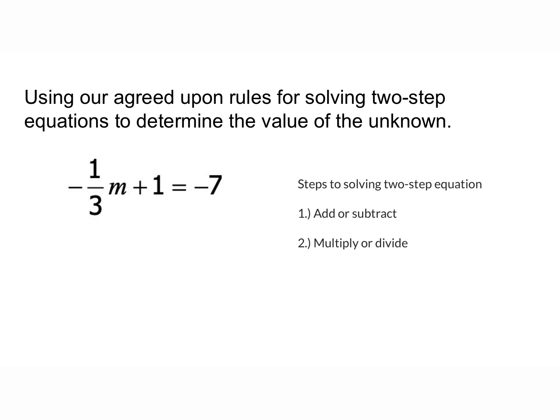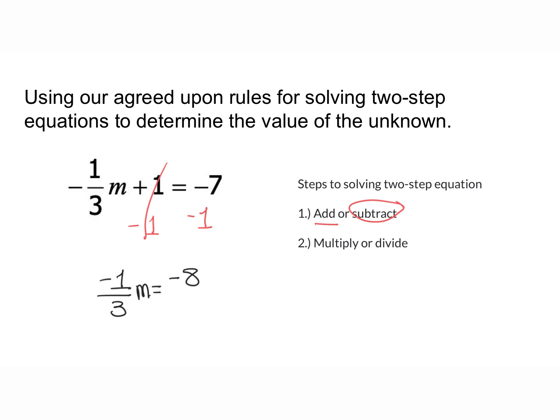So first we're going to add or subtract here. We are going to add or subtract our constant, remember, so it's going to be the 1. We have addition, so we're going to use subtraction. The 1 will go away on this side. We're going to do the same thing to the right side, which will be negative 8. Then we're going to have negative 1 over 3m equals negative 8.